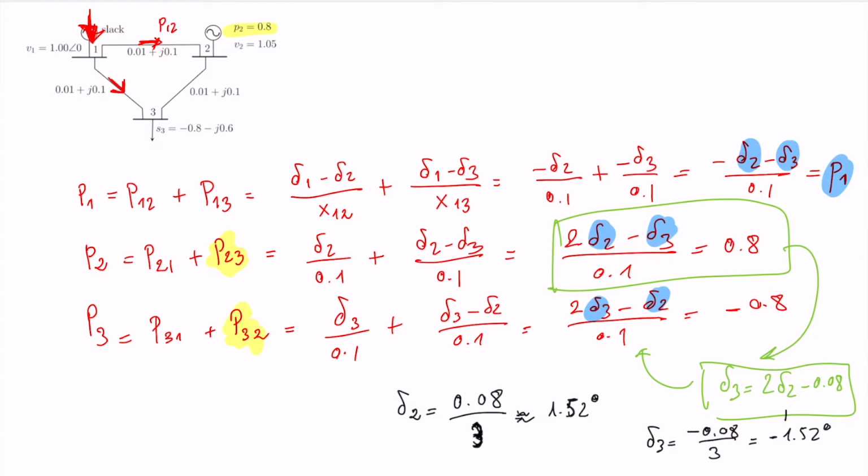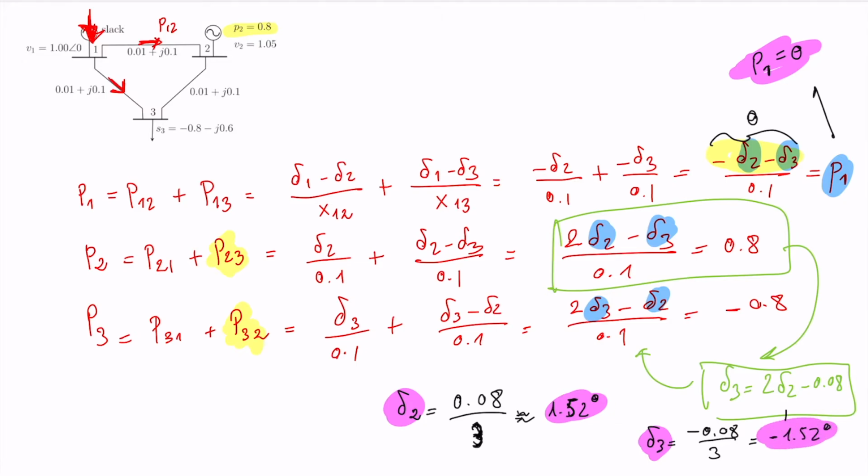And finally, if I'm replacing delta 2 and delta 3 on the top in here, you see this difference will be 0. These two guys will be 0. It means, well, P1 is equal to 0. Well, now we have the solution for this active power and phase angles.